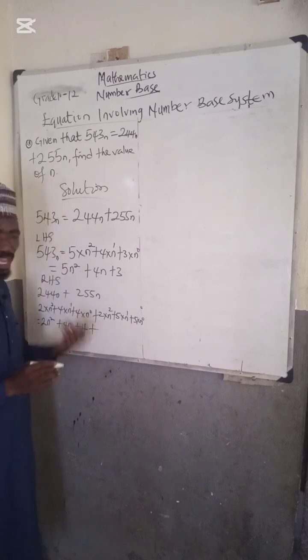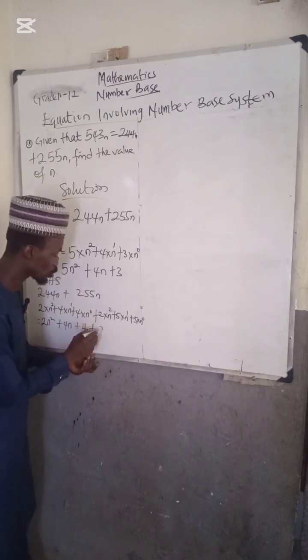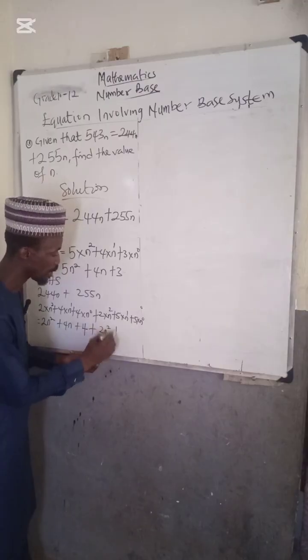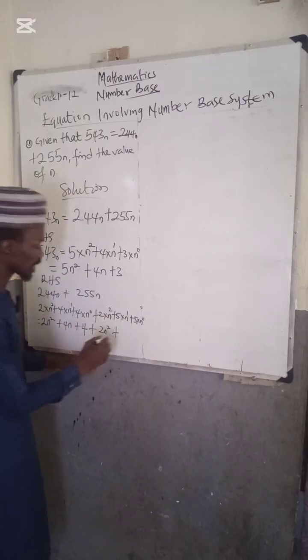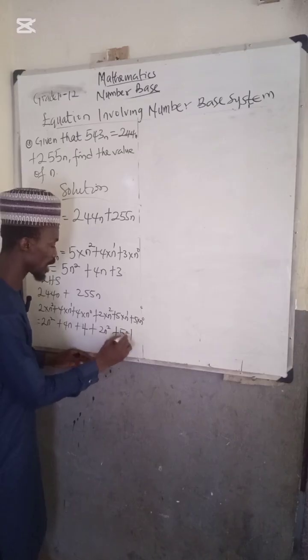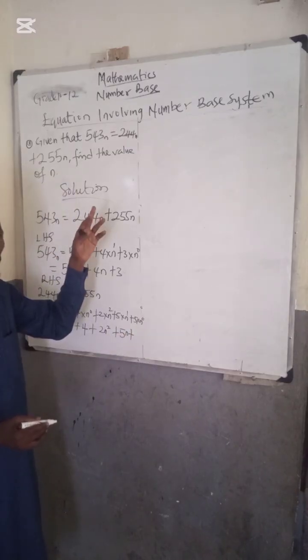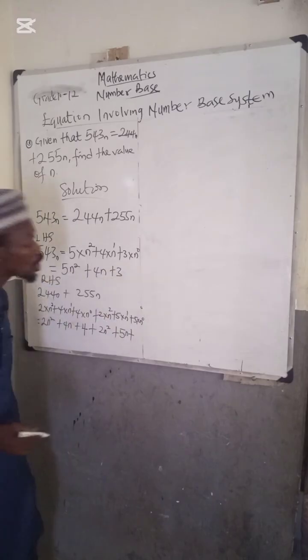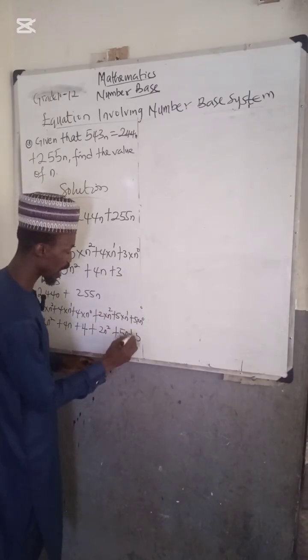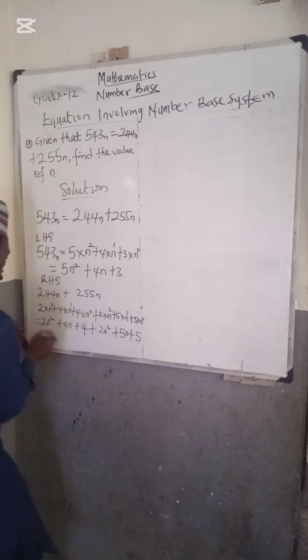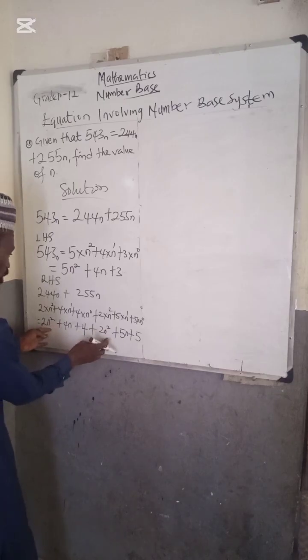Plus 2 times n squared is also what? 2n squared. Plus what? 5 times n is 5n. At the same time, a number raised to power 0 in number base is what? 1's value. So it is 1. So 5. Now, you can see here 2n squared, 2n squared.